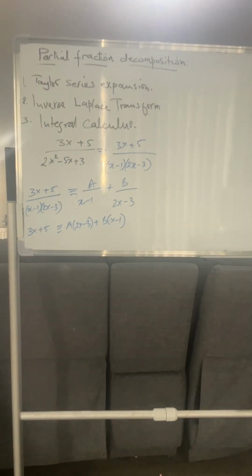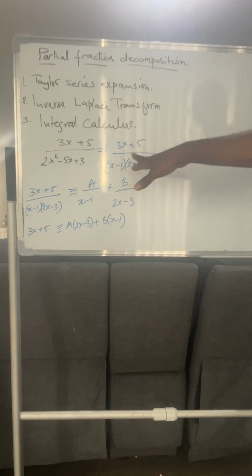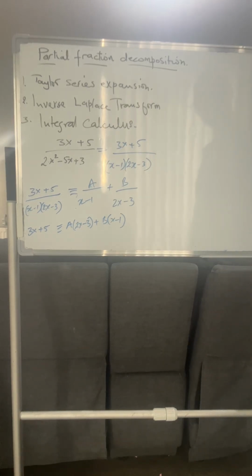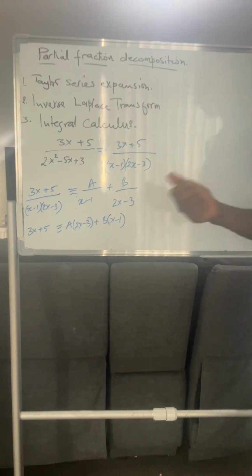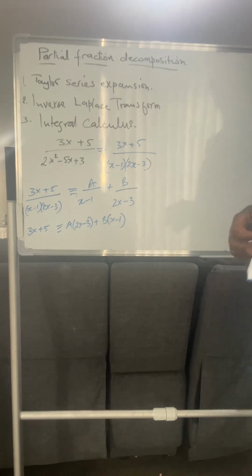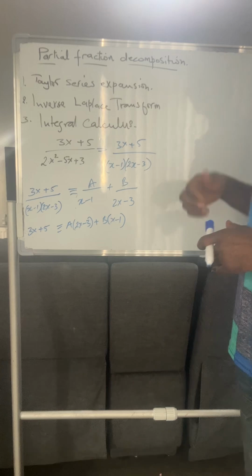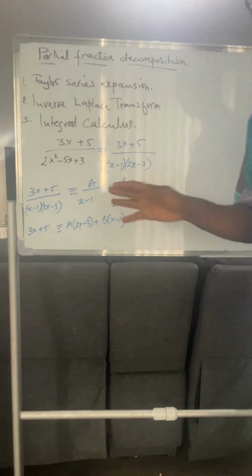We are still on partial fractions decomposition. We have solved one problem here. This same problem, we want to use it to solve it with a different method. The method we used before was equating coefficients. Now we want to use a different method of eliminating unknowns.